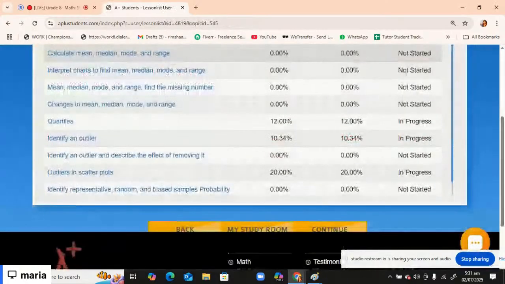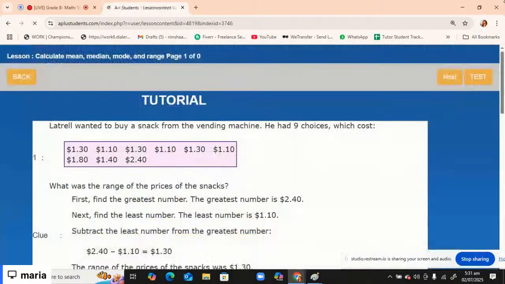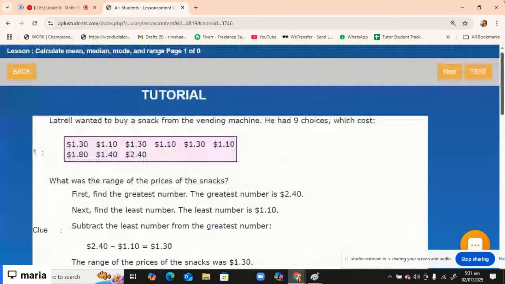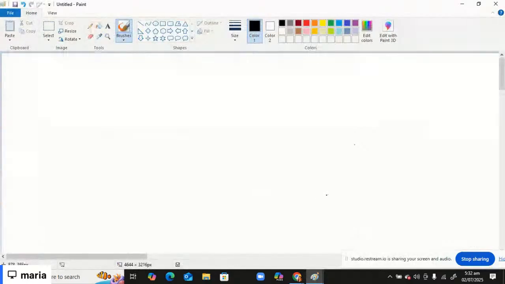Now let's discuss the previous lesson of the day: mean, median, mode, and range. Let's discuss that just for your understanding. Now, how to calculate the mean, median, mode, and range. First of all, we are going to know all the terms one by one. First we discuss the mean.